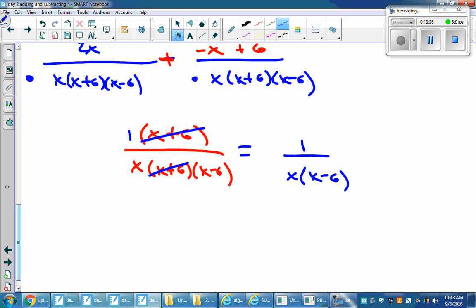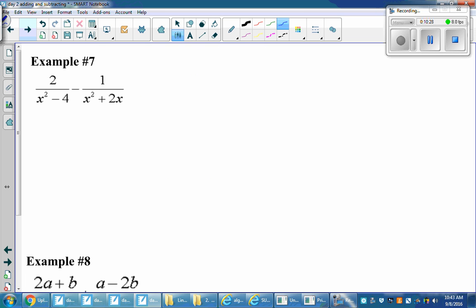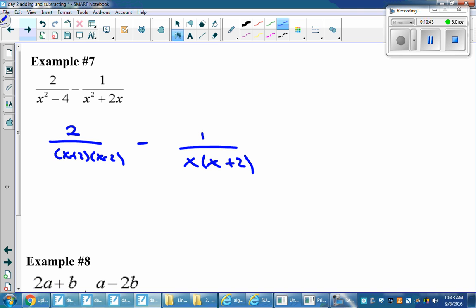Now, we've got a couple more examples that we're going to see are pretty similar. This one here, again, I'm going to start by factoring my denominator. I'm going to go with 2, and this becomes x plus 2 times x minus 2. Minus, and then it's 1 over x times x plus 2. Now again, I'm trying to find my common denominator. My common denominator is going to be one of each of those pieces. So if I look carefully, I notice that I have to include an x, I have to include an x plus 2, and I have to include an x minus 2. So that's going to be my common denominator.